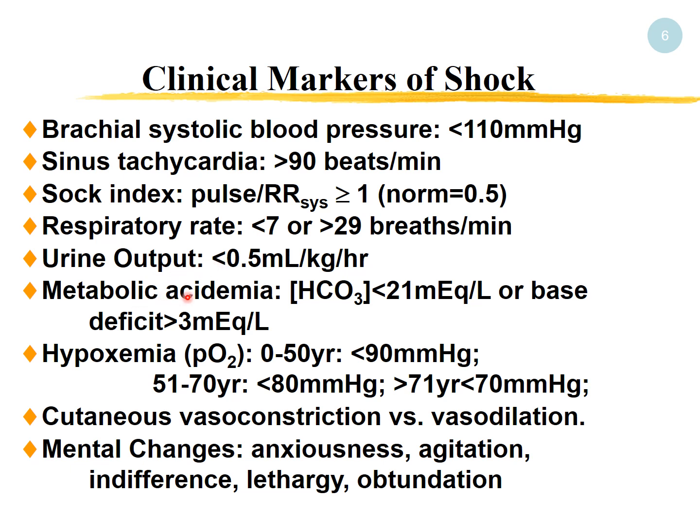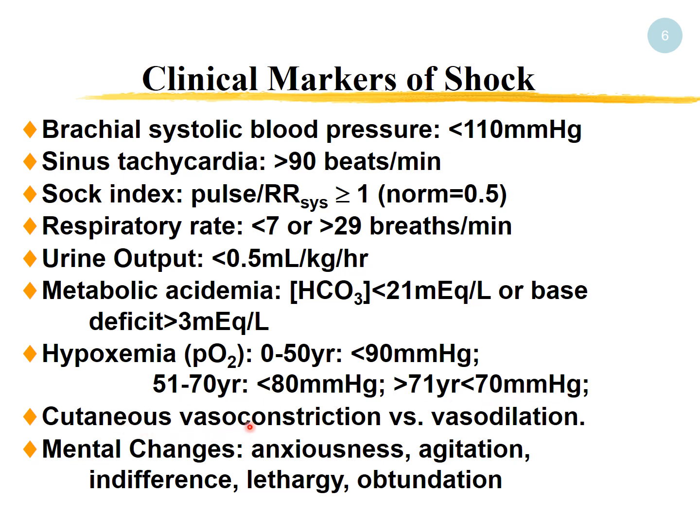Metabolic acidemia is happening. All the time in shock, we have a metabolic acidosis, meaning that the actual bicarbonate level decreases and the base excess is negative. So there is a base deficit, which means the base excess is negative. Hypoxemia depends on the age: if the age is between 0 and 50, the partial pressure of oxygen should be considered when less than 90 mmHg, but in the elderly less than 80, and in the very old less than 70 mmHg.